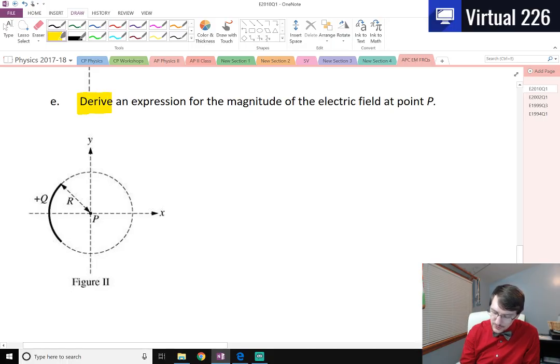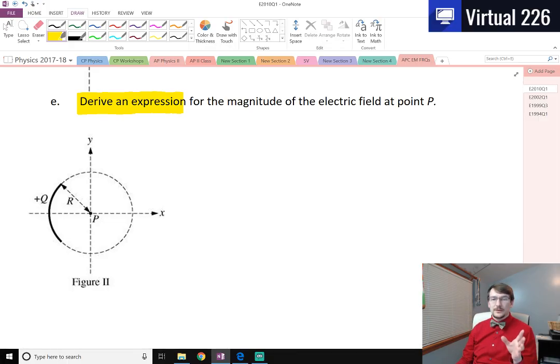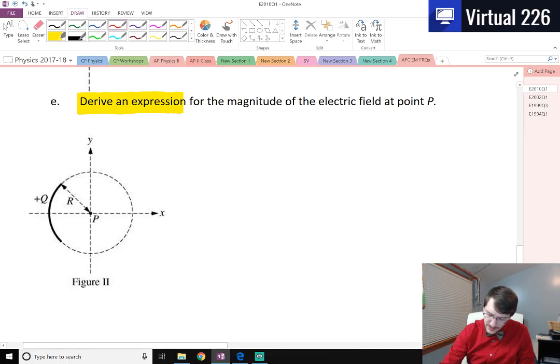Now, when they say derive an expression, they're really asking you to start from the very, very beginning. What we mean by that is start as high up as you can for your base knowledge and work your way from there. So when I look at a problem like this, and we just drew this, I know I've got a bit of charge here pointing down like this. I know I've got a bit of charge here pointing up like this, and that means that everything I care about is acting to the right. I really care about this E field in the x direction.